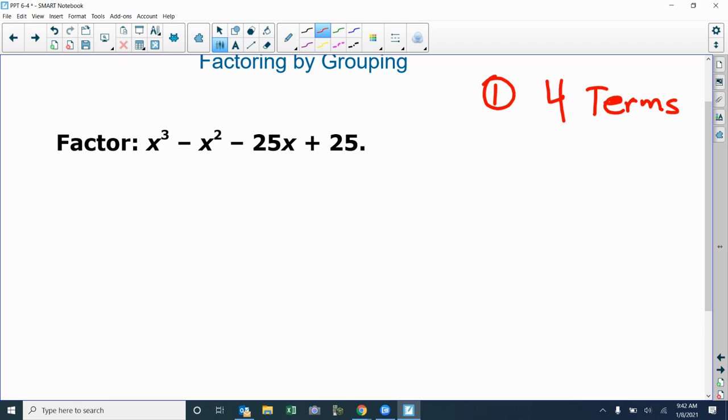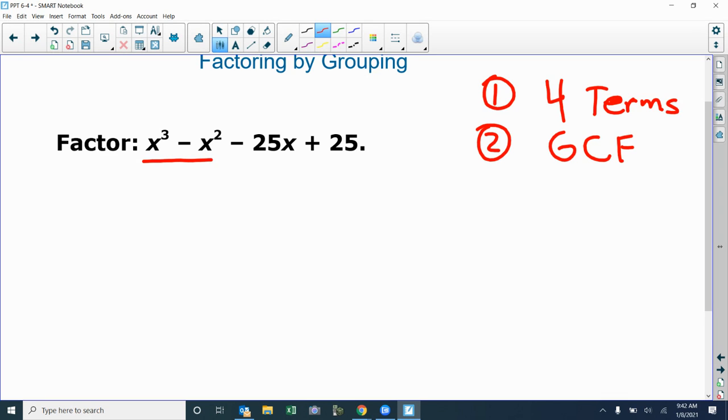Okay? So I have to have 4 terms. So step 1, you gotta look for 4 terms. If it has 4 terms, I might be grouping. Step 2, GCF. So I'm gonna group these first 2.